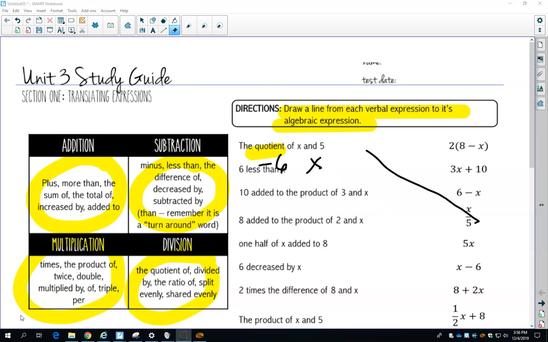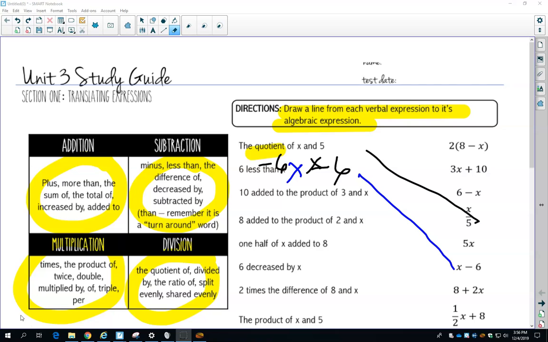I'm going to try that again. So this is minus 6, and this is x. So if it's less than something, you're actually going to take it after. So it's 6 less than x. And so 6 less than x would be right here.